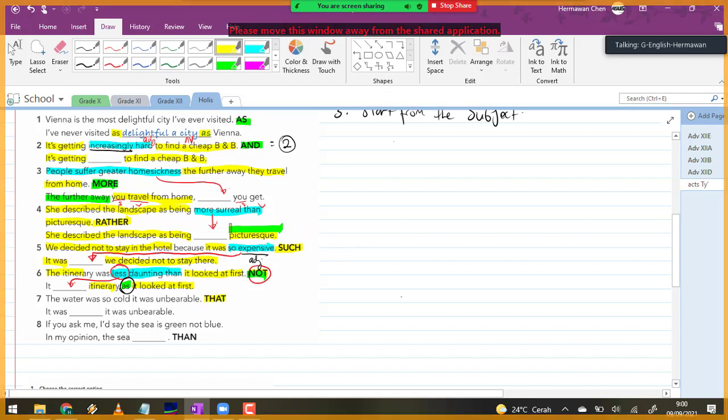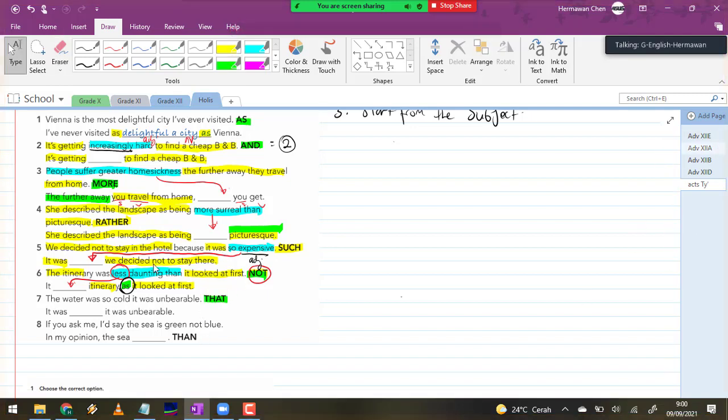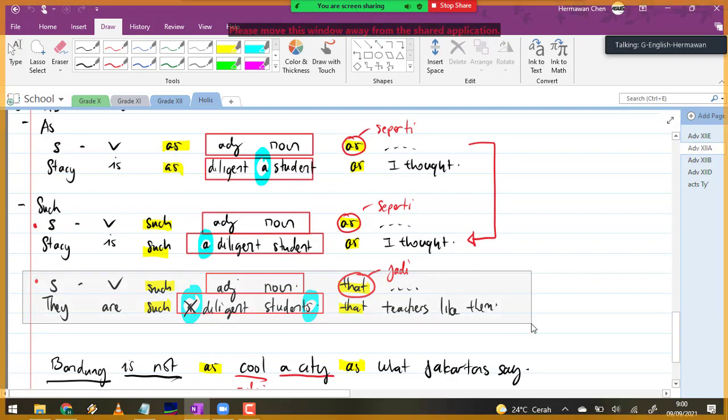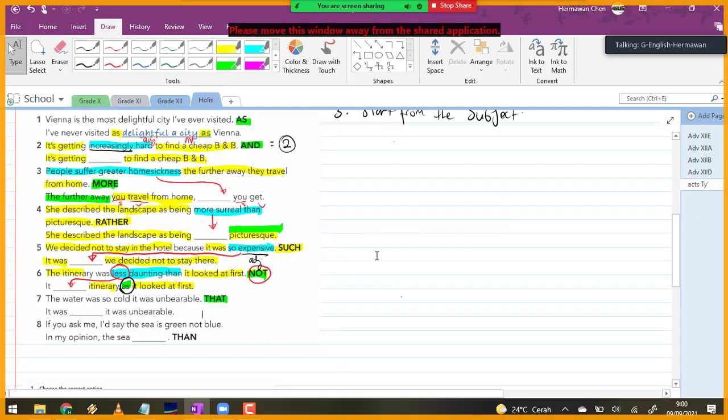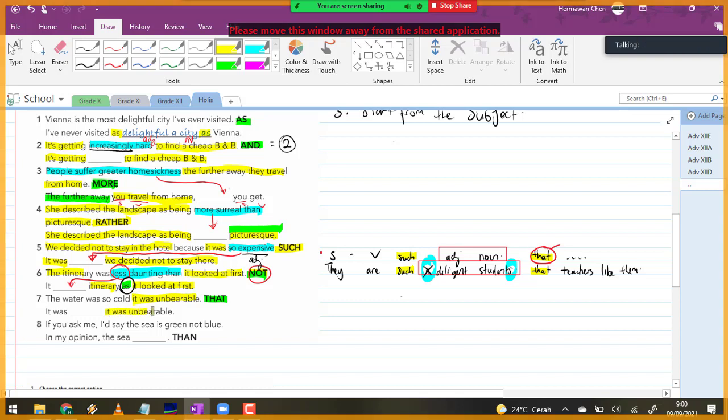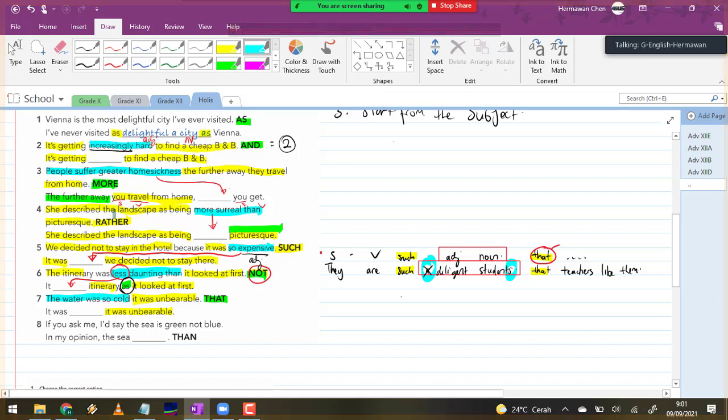Okay, for number 7, you have to use that. It's very clear that there is only one pattern which uses that. Such. Yeah, that can only be used with such. It means you have to use this pattern. Such. Okay, take a look. It was unbearable. Has been given to you.